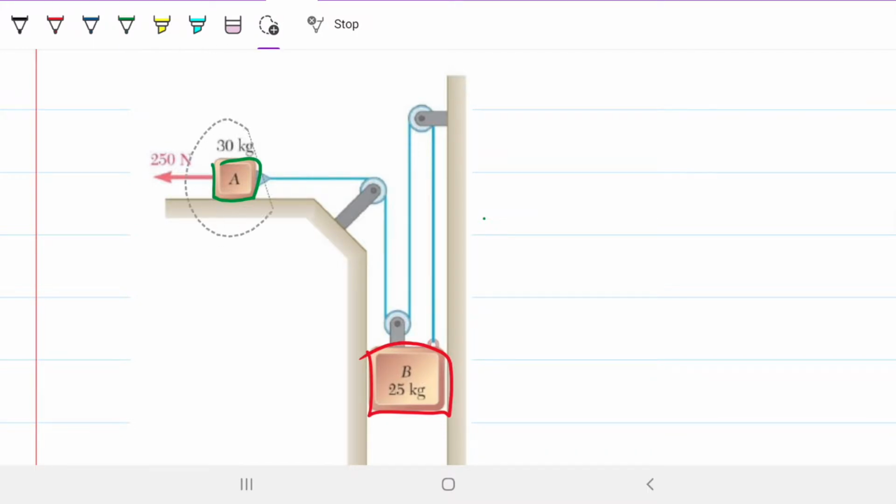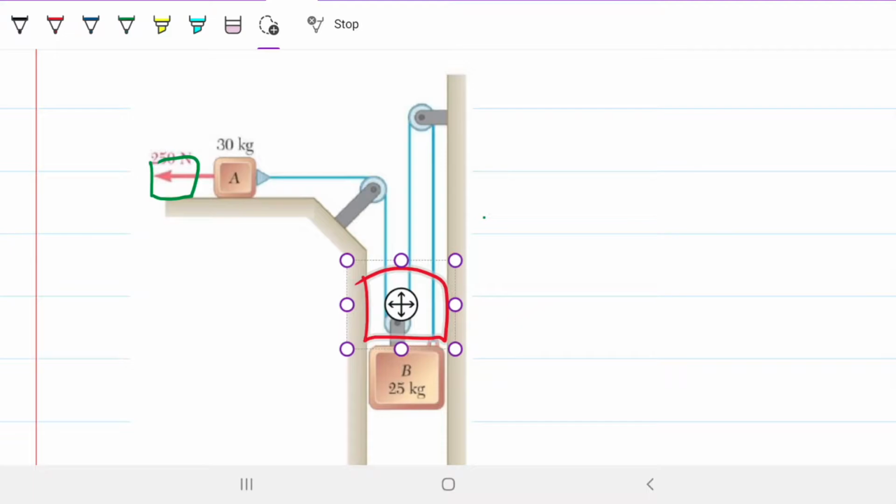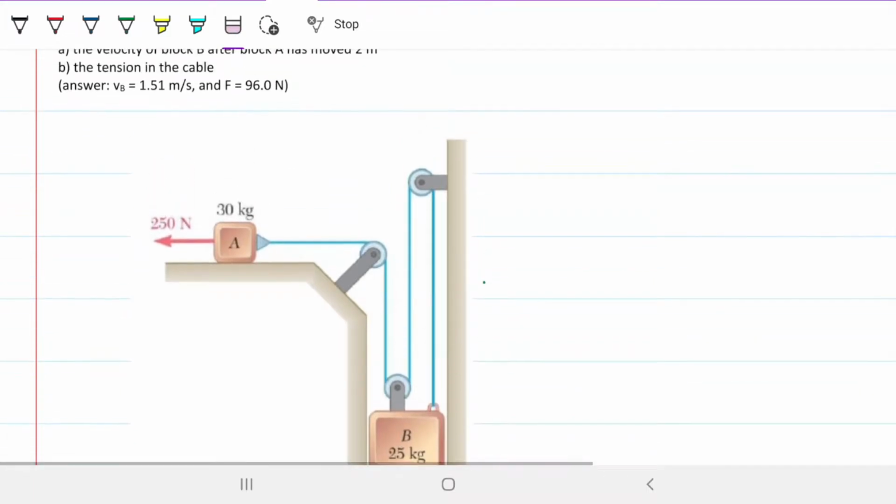Because we're ignoring friction, what we expect is that this block is going to be pushed to the left because of that 215 Newton force there, which means that this guy is going to go upwards, right? So let's go ahead and read the problem statement and solve this.